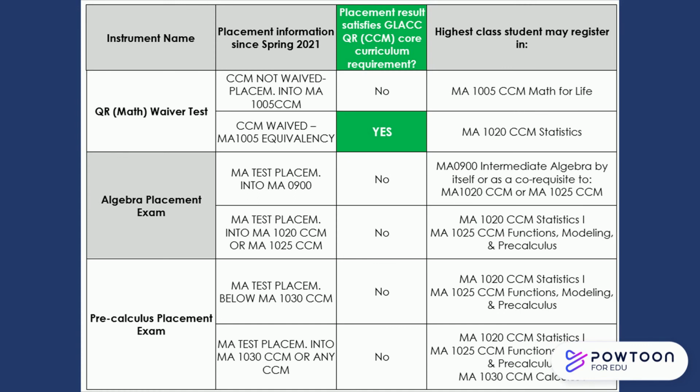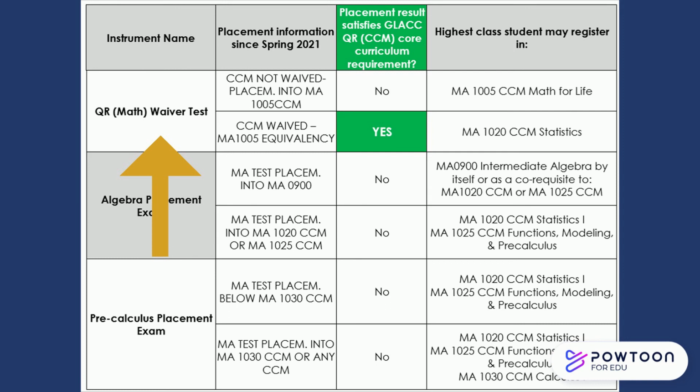As you can see, for each exam, there are 2 possible results. For the quantitative reasoning waiver exam, the 2 results are CCM not waived, placement into MA 1005 CCM, and CCM waived, MA 1005 equivalency. The first result means the student did not succeed at placing out of AUP's core curriculum quantitative reasoning math requirement and will need to take a math course at AUP coded CCM to fulfill degree requirements. The second result indicates that the student has succeeded in placing out of AUP's core curriculum math requirement.